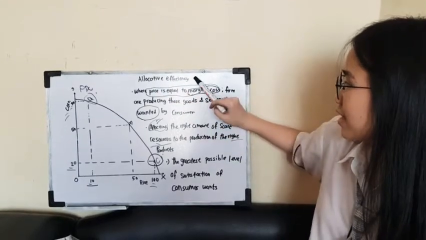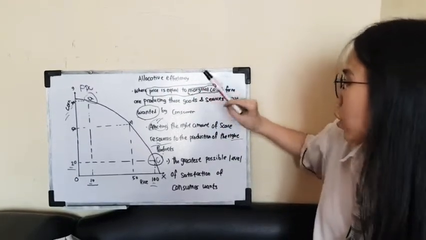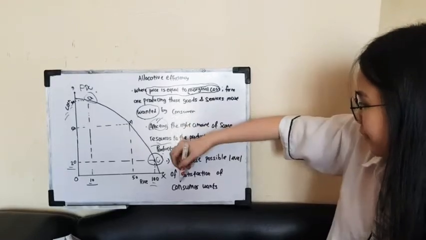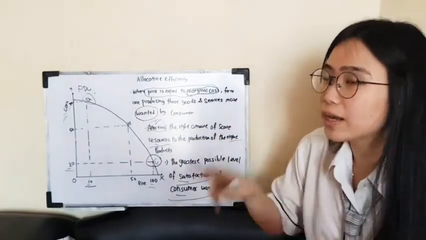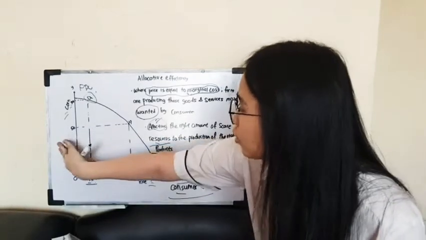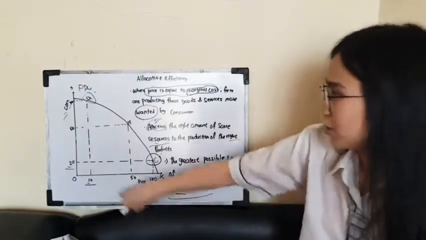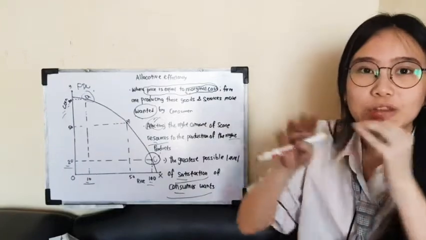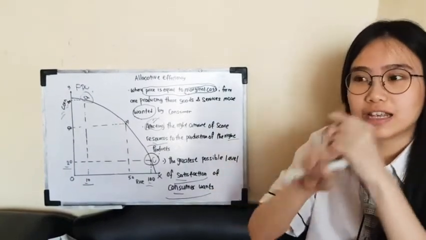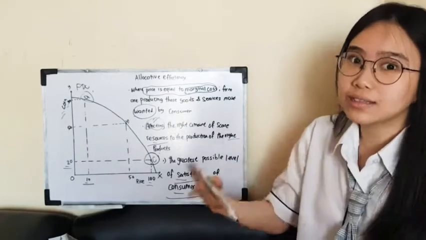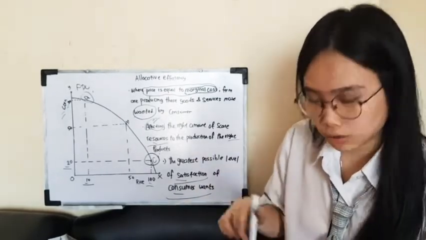Allocative efficiency's main goal is to achieve this satisfaction of consumer wants. They need to satisfy their consumers in both products, not only in corn but also in rice, not only in rice but also in corn. Both of them need to be balanced, so both products can reach full satisfaction of their consumers, or the greatest satisfaction for their consumers.